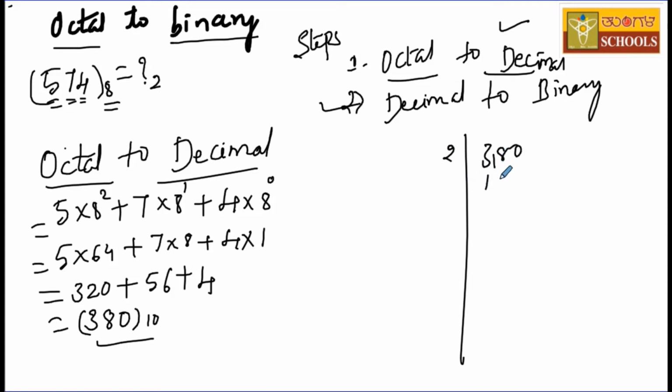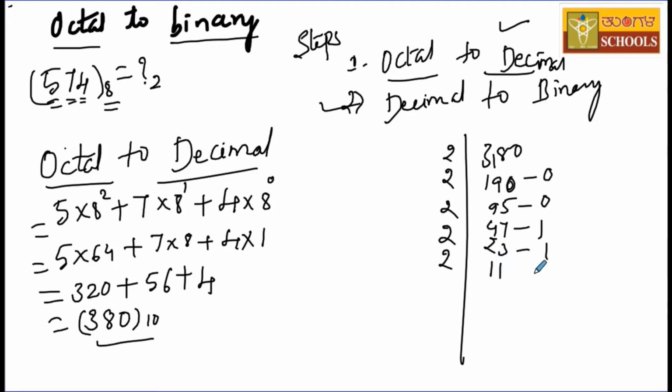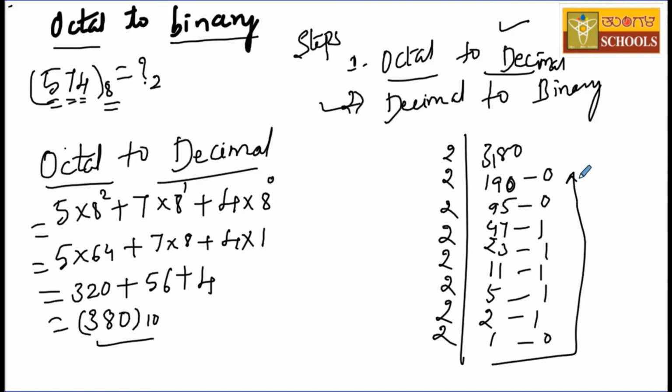2 ones are 2, 2 nines are 18, remainder 0. 2 nines are 18, 2 fives are 10, remainder 0. 2 fours are 8, 2 sevens are 14, remainder 1. 2 twos are 4, 2 threes are 6, remainder 1. 2 ones are 2, remainder 1. 2 fives are 10, remainder 1. 2 twos are 4, remainder again 1. 2 ones are 2, remainder 0. Then we have to write the remainders like this.